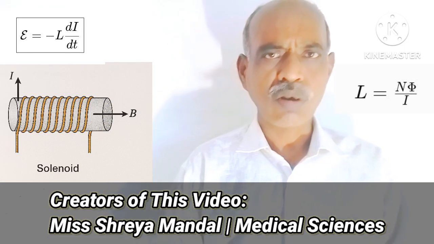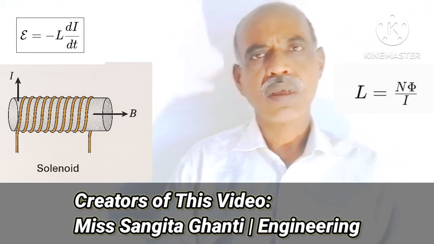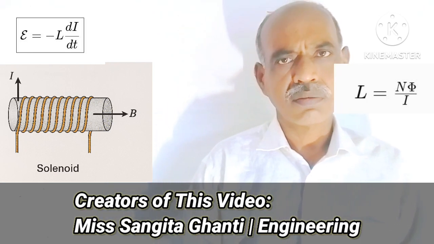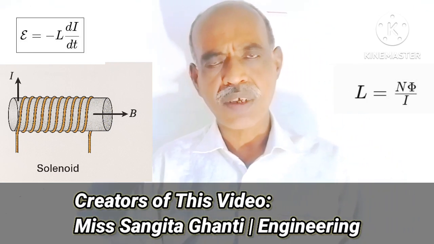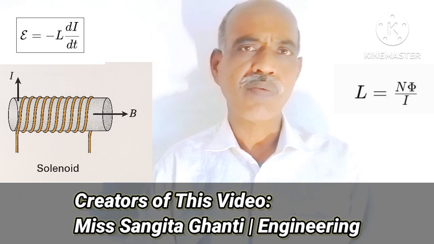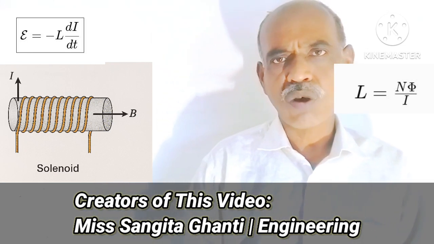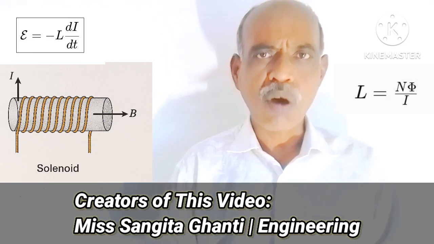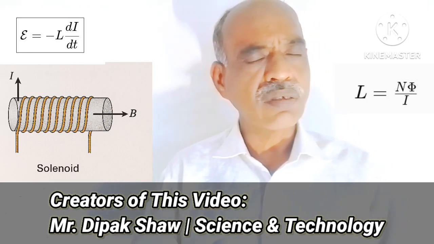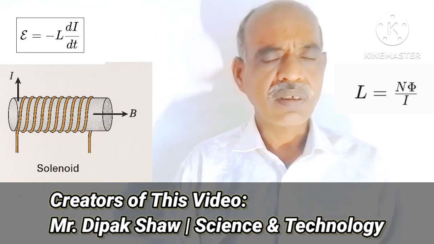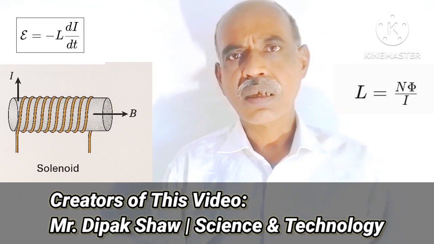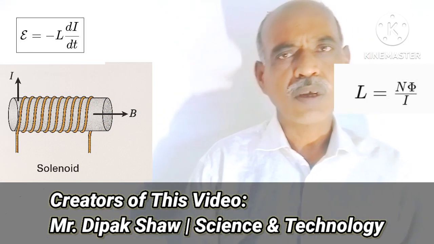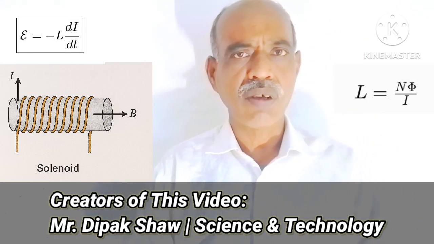So consider a solenoid. You can see the image. Along the axis of the solenoid, the vector B is displayed. Vector B represents magnetic flux, that is the direction of the magnetic flux. So that is along the axis of the solenoid, and you can see in the image that the current vector is perpendicular to that direction. That means the current vector is perpendicular to the axis of the solenoid.